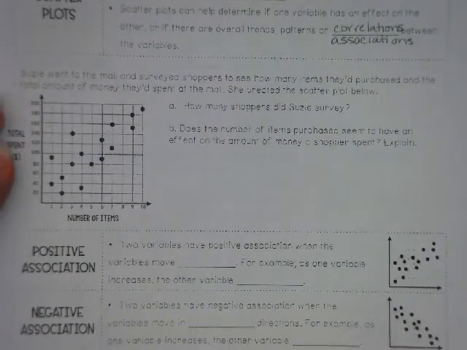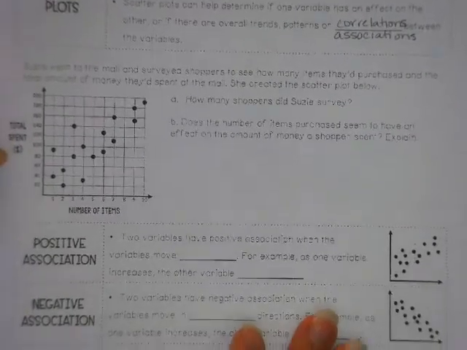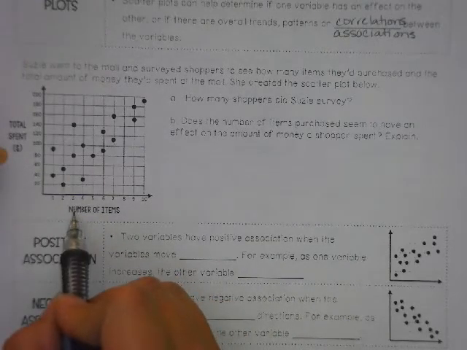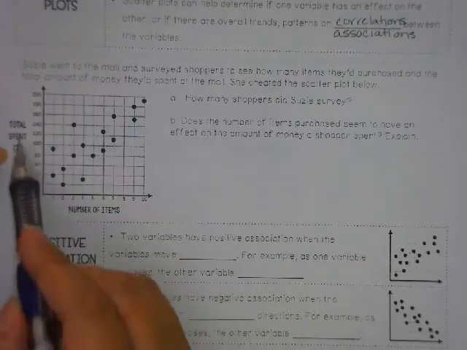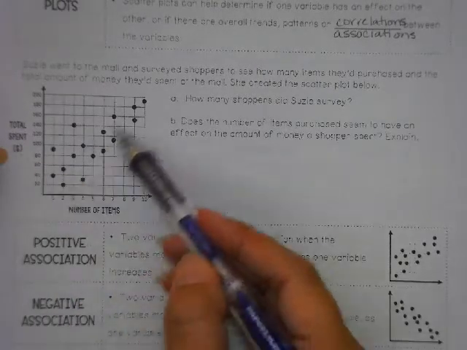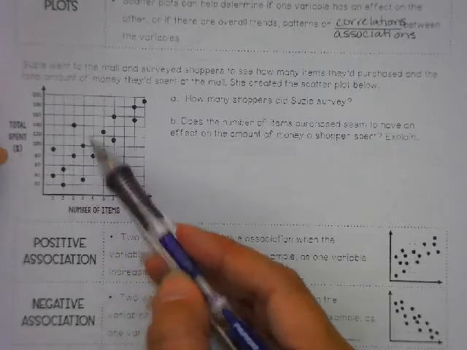So here is an example. Susie went to the mall and surveyed shoppers to see how many items they purchased and the total amount of money they'd spent at the mall. She created the scatter plot below. So notice that she did a really good job of labeling her axes. So our variables are number of items and total money spent. These are the two variables that she is comparing. And you can see that each dot will represent a person.